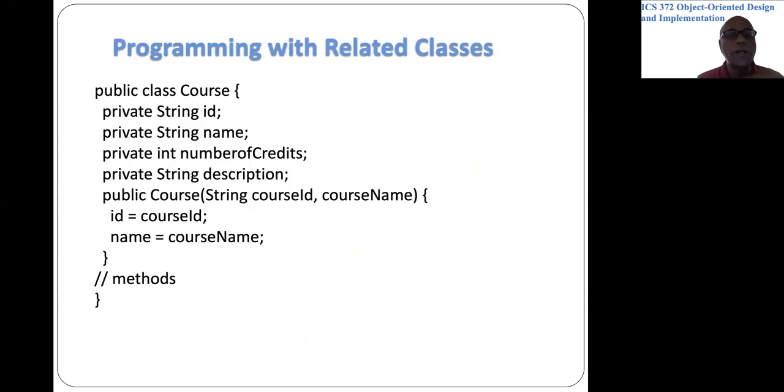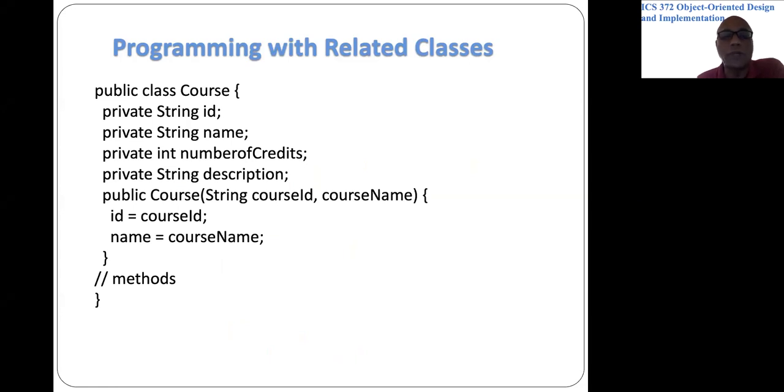So we are going to talk about multiple classes here, programming with multiple classes, designing with multiple classes. So let's look at this class called Course. A course represents a course in a university. So it has a course ID like ICS 372, a name such as object-oriented design and implementation.